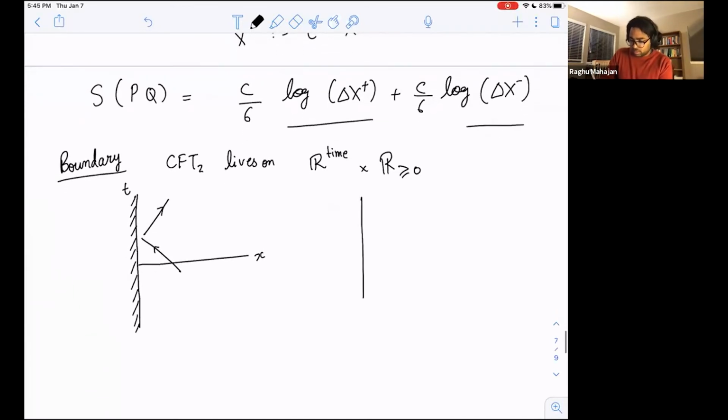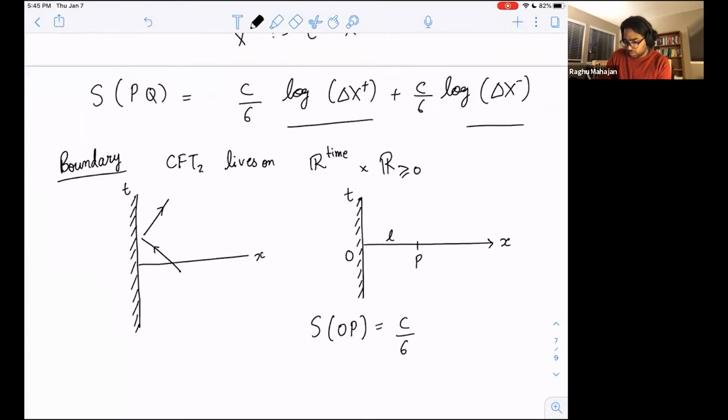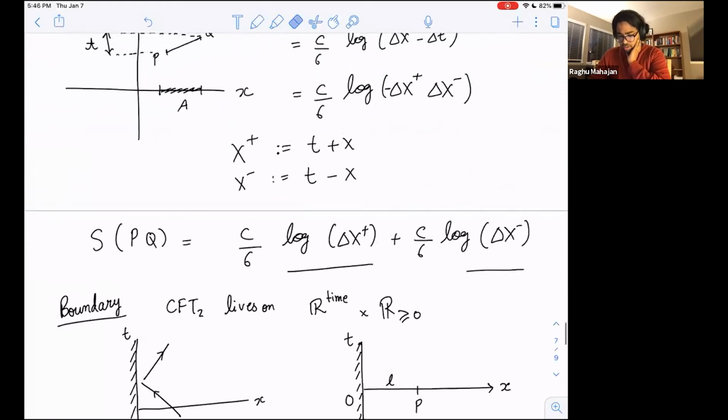In that case, if we have an interval OP, let's say we have time, again, we have a boundary, and we have space, S of OP will just be one of these contributions. It will not have two. It will just be c/6 times 1 times log L, not 2. Because the right mover and left mover got identified, so we can just delete one of these terms. So it's an important difference.